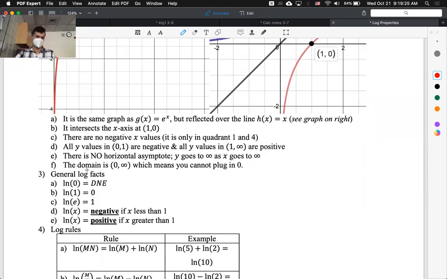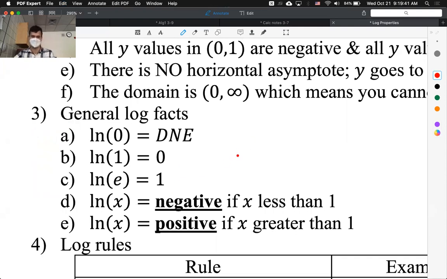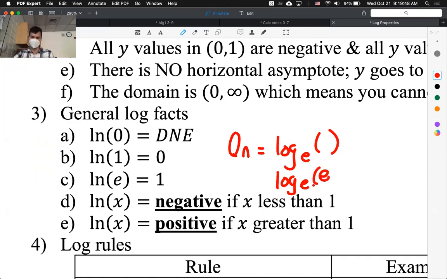These general facts, especially these first three, you have to have memorized in your heart. Like, you just need to know these in your bones. Natural log of 0 does not exist. Natural log of 1 is 0. Natural log of e is 1. That's one I haven't mentioned yet today. It's just one of those properties that you have to have memorized. Why? Because natural log is really saying log base e of something. So if I'm really saying log base e of e, what power does e need to be raised to get to e? 1. That's why natural log of e is 1.